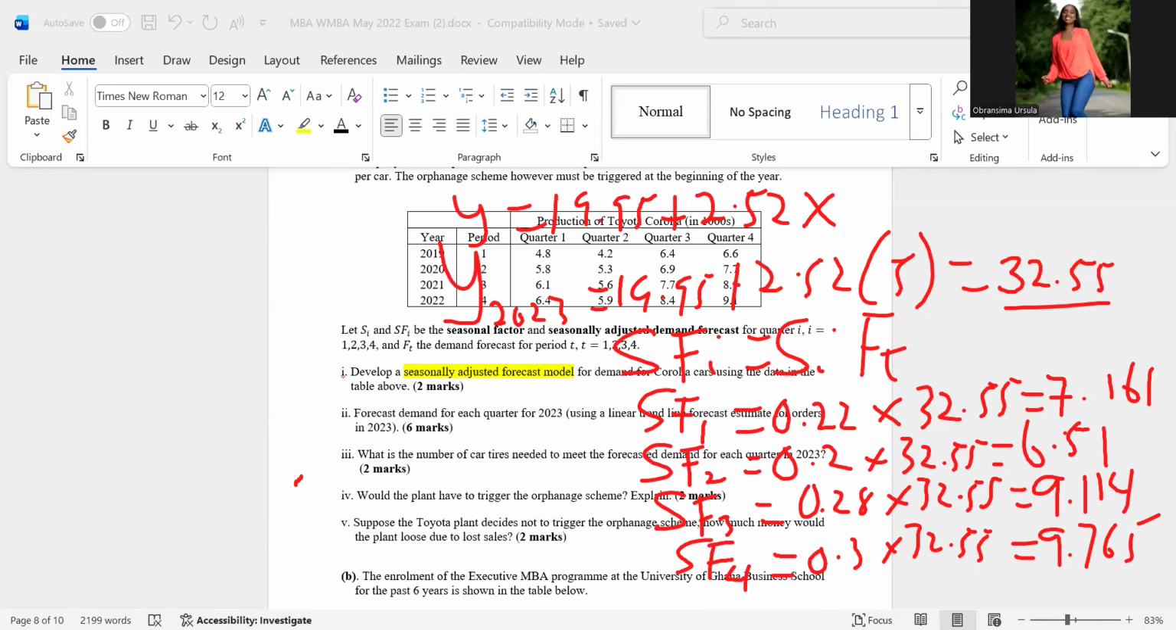Yes, please. I wanted to ask, with the last one, the 9.765, do we approximate the 6 to make it 9.77? No. Just use all of them, because the question said we should leave it at 2 decimal places.